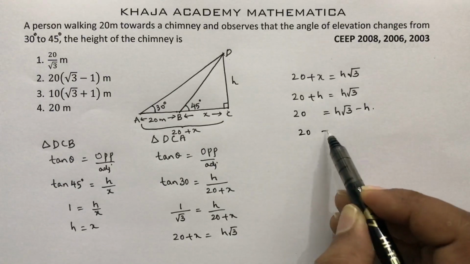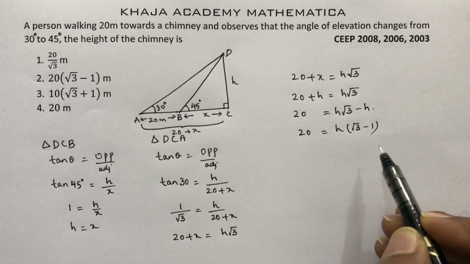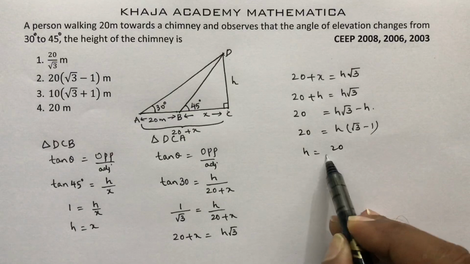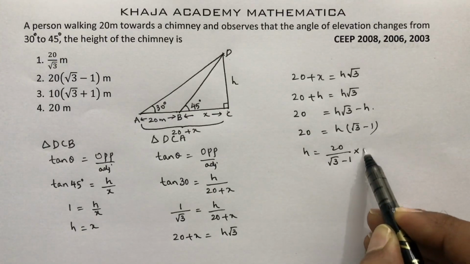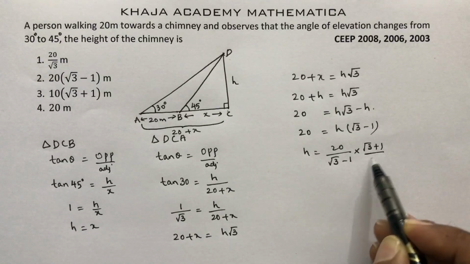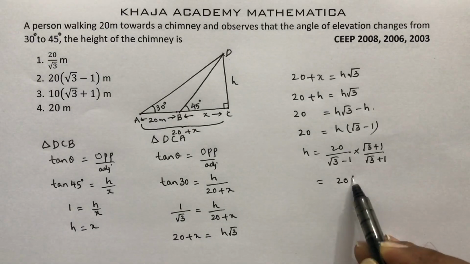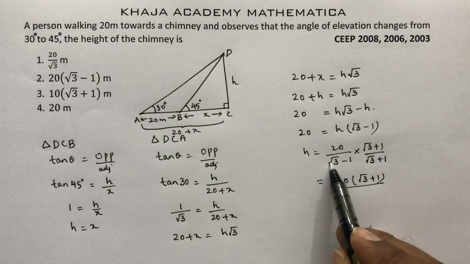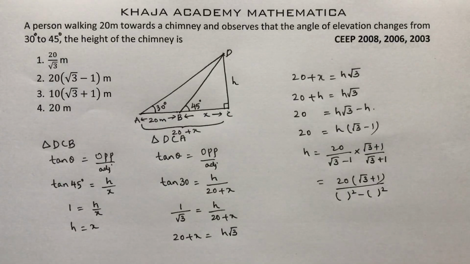So 20 equals, if I take h common, h times root 3 minus 1. So from here you can say h equals 20 by root 3 minus 1. If you rationalize, multiply by root 3 plus 1 by root 3 plus 1. So 20 into root 3 plus 1. Here a minus b into a plus b is a square minus b square.